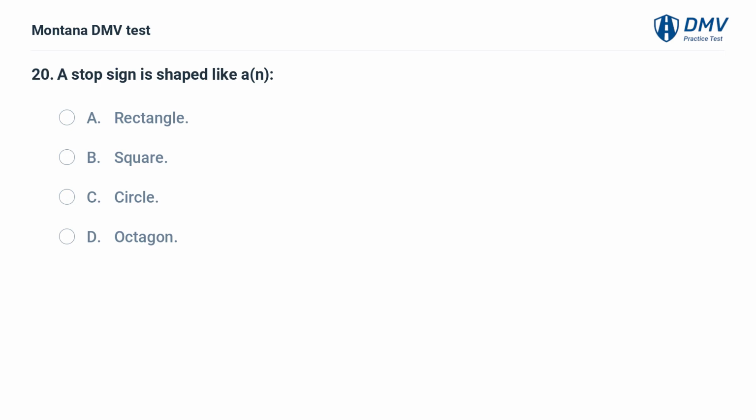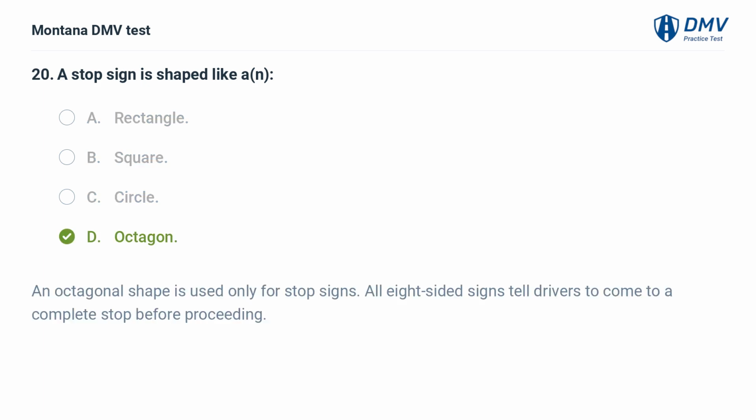A stop sign is shaped like an A. Rectangle. B. Square. C. Circle. D. Octagon. D. Octagon. An octagonal shape is used only for stop signs. All 8-sided signs tell drivers to come to a complete stop before proceeding.